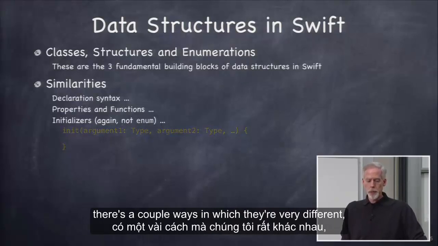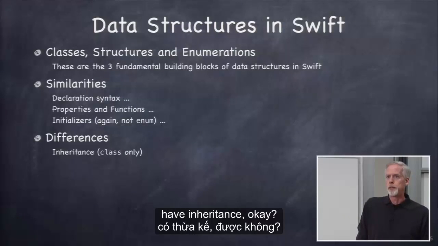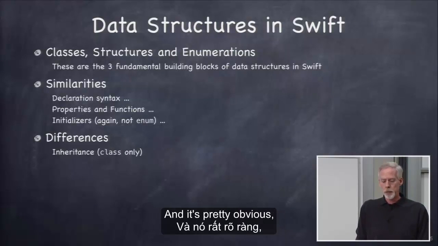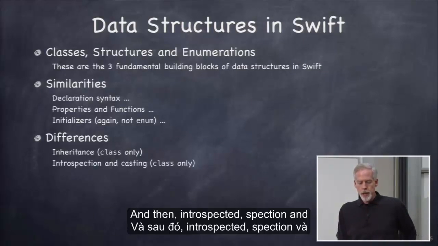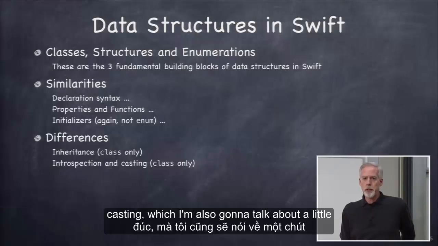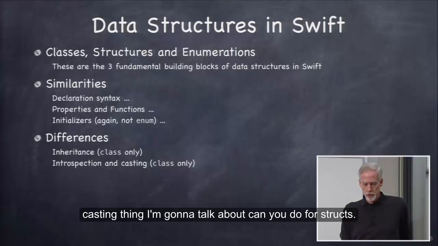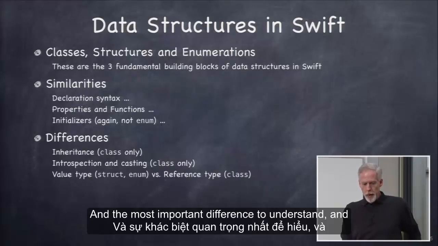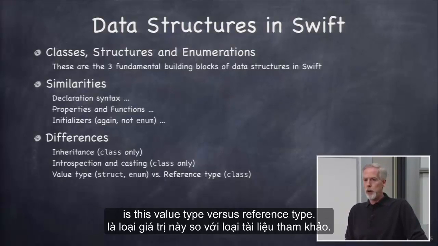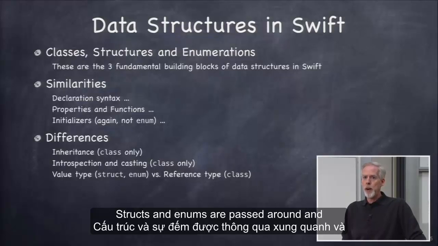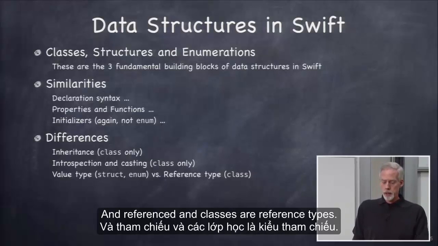Okay, so they're similar in a lot of ways, but there's a couple ways in which they're very different, all right? Classes are the only ones where you have inheritance, okay? And it's pretty obvious. That's kind of the main definer of what a class is. It has inheritance. And then introspection and casting, which I'm also going to talk about a little later, those are only for classes. So none of this casting thing I'm going to talk about can you do for structs. And the most important difference to understand, and we really went over this in the demo, is this value type versus reference type. Structs and enums are passed around and stored in variables, copied, okay? And classes are reference types.